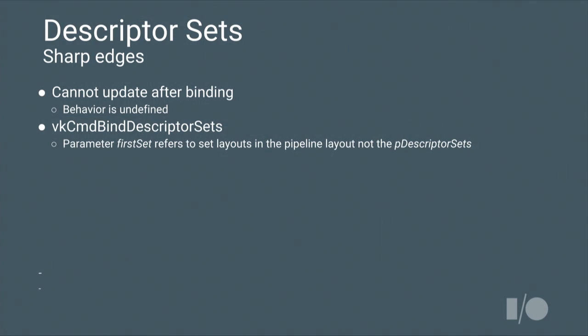All right, some sharp edges on descriptor sets. Once you bind the descriptor sets, you can't do any updates to them until the next iteration of the command buffer, and you should do that before binding. Here's the one really confusing thing that caught me off guard with binding descriptor sets. This function, vkCmdBindDescriptorSets, has a parameter called first set. It wasn't obvious from the spec what this meant, and I thought it meant the index onto the pDescriptorSets, which is another parameter.